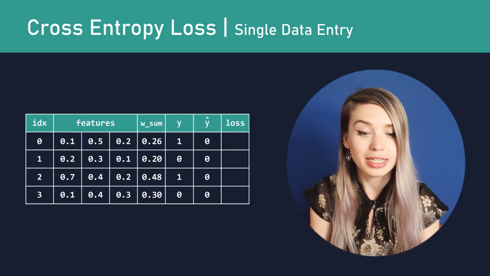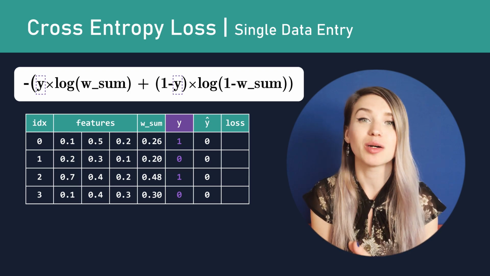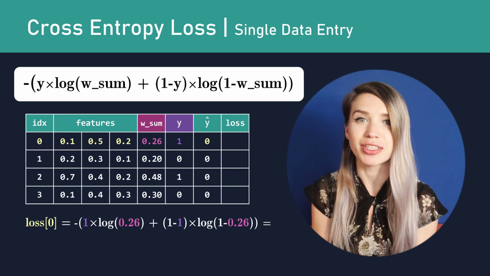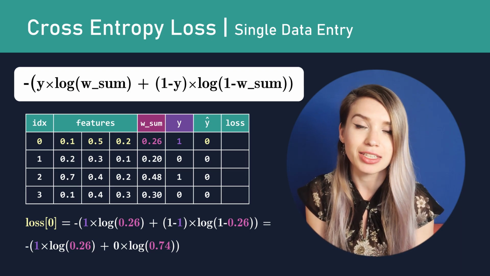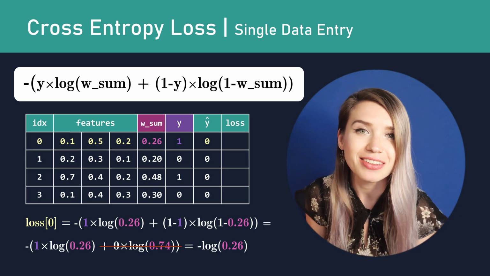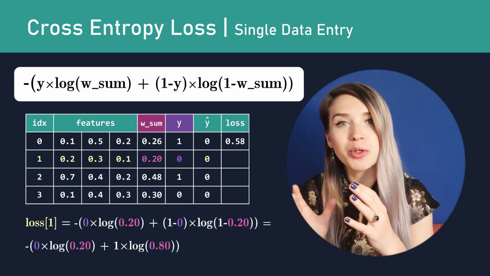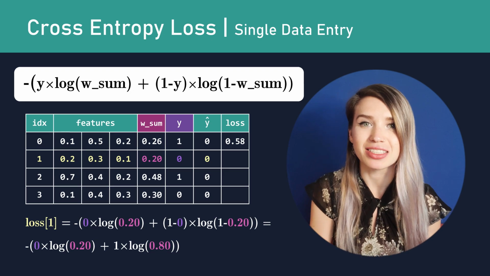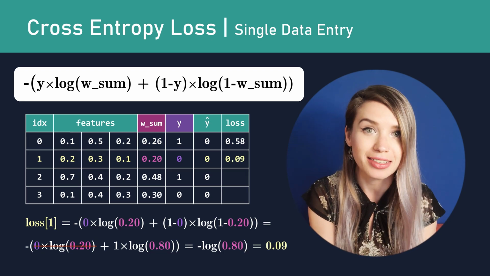So for a single entry, or a single set of features, the cross-entropy loss formula looks like this, where Y represents the target, and W sum represents the weighted sum. When we fill in the values of our first set of features, we get the negation of 1 times log 0.26 plus 0 times log 0.74. And since multiplying by 0 cancels the second part of our equation, we only get minus log 0.26. And if you check on your calculator, that equals 0.58. And if we do the same for our second input entry, we get the negation of 0 times log 0.2 plus 1 times log 0.8. And since this time, multiplying by 0 cancels the first part of our equation, we get minus log 0.8, which equals 0.09. Check it in your calculator.